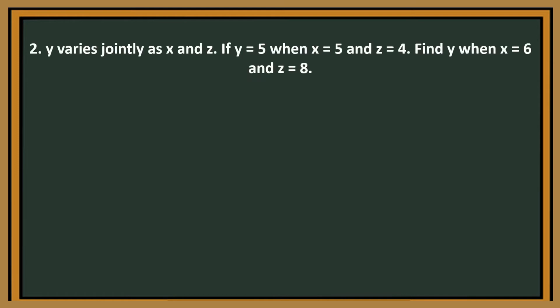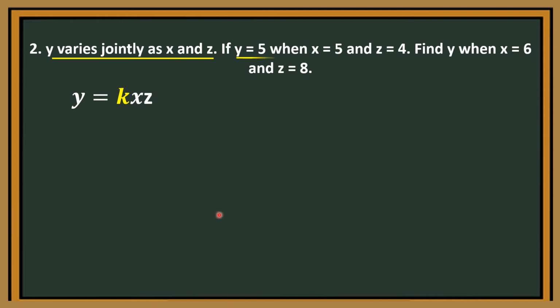Number 2, y varies jointly as x and z. If y is equal to 5 when x is equal to 5 and z is equal to 4, find y when x is equal to 6 and z is equal to 8. First, we're going to translate y varies jointly as x and z in equation, that is y is equal to k times x times z, wherein k is constant.